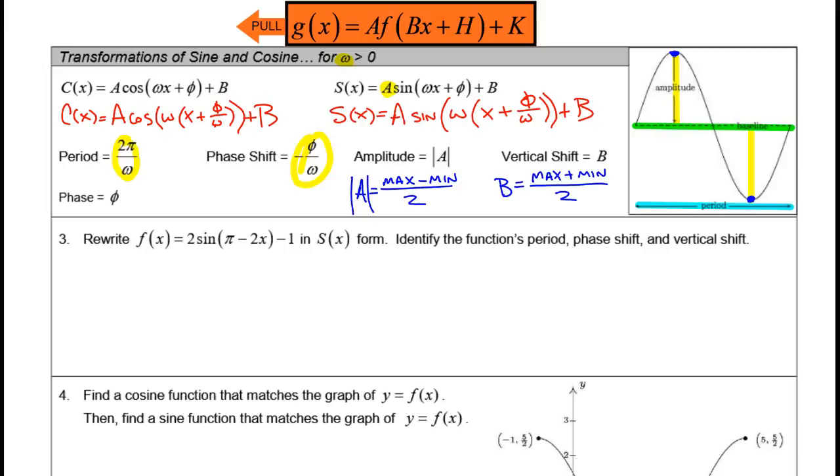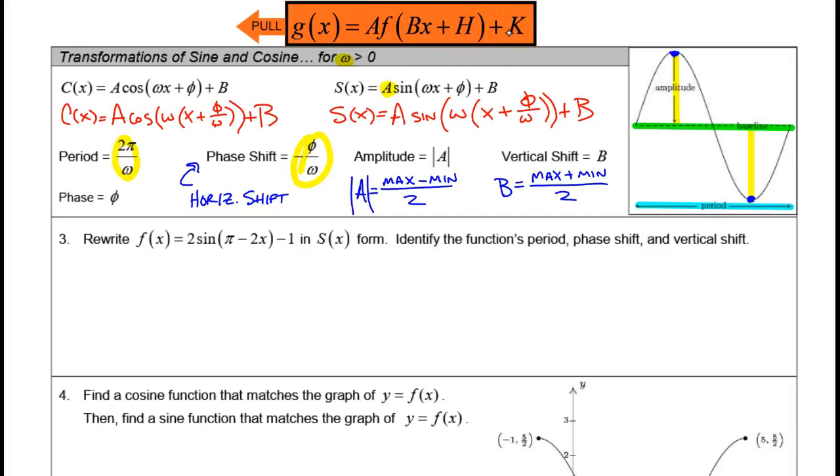One other thing that I should mention here is that the phase shift is really a horizontal shift. In the last video I talked about the transformation equation up here and how this coefficient A gives us vertical stretch, B gives us horizontal stretch, and then H and K are horizontal and vertical shift respectively. Okay, let's actually do an example problem here.